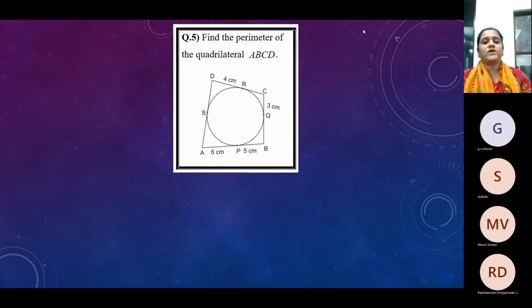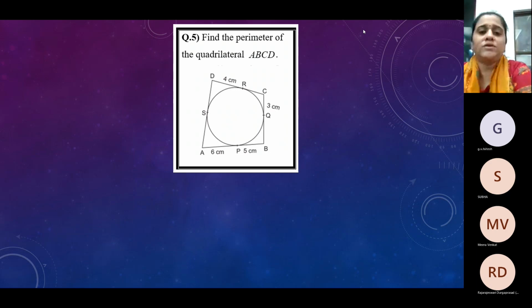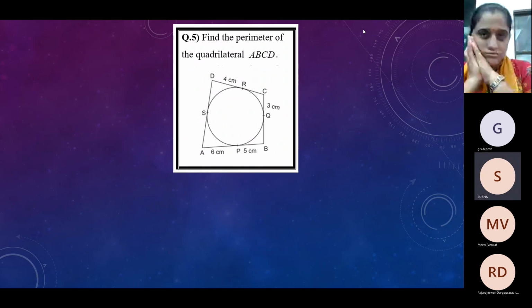Find the perimeter of quadrilateral ABCD. Yes, Lakshmi, tell us the answer. One minute, ma'am. No, we'll do it together. Now tell me, what do you want to find through this? Fast, fast. Tell me the theorem which we'll be using here. Second theorem, ma'am.